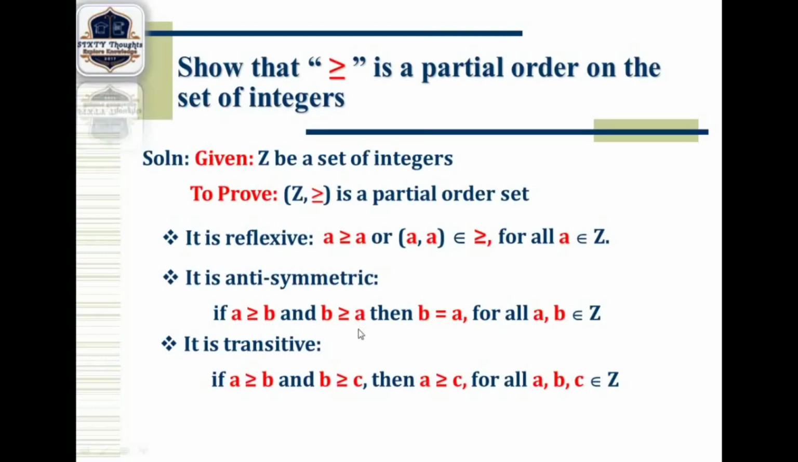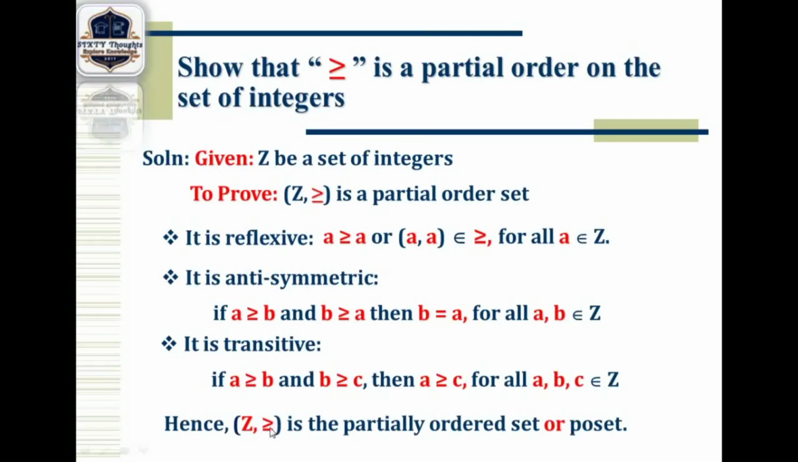Therefore, since it satisfies these three conditions, the given relation is called a partial order relation, not a partially ordered set. How do we write a partially ordered set? It is denoted by S comma R, where S is the set Z and R is greater than or equal. Therefore, Z comma greater than or equal is a partially ordered set, otherwise a Poset. So greater than or equal is a partial order relation, and this form, Z comma greater than or equal, is called a partially ordered set, otherwise Poset.